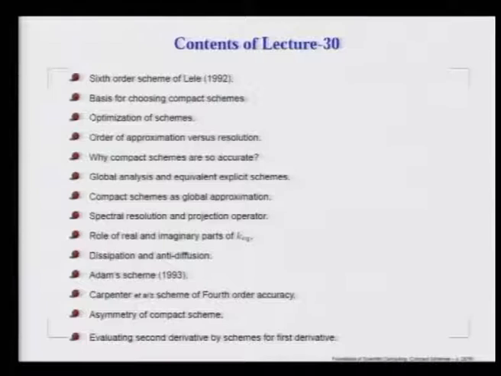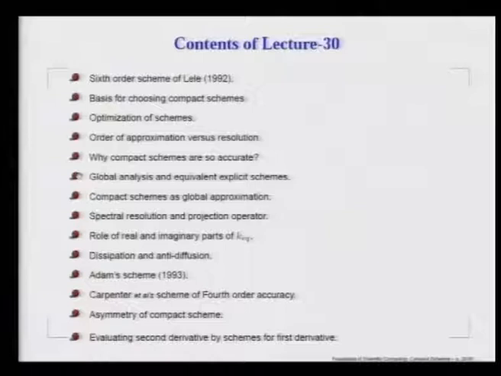That naturally brings us to this discussion on the distinction between order of approximation versus resolution of the scheme, and we will surely highlight that what is more important is the resolution of the scheme rather than formal order of approximation. And in the process we also figure out why compact schemes are so accurate as compared to other methods, because of its global nature, and that global nature can be found out very clearly by an analysis that we have developed, the spectral analysis tool.